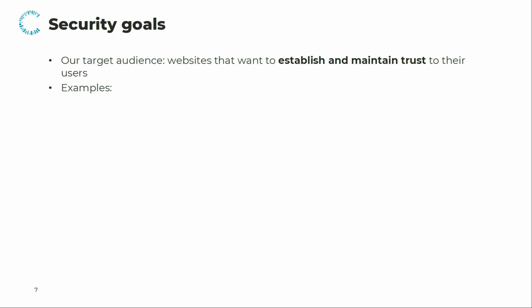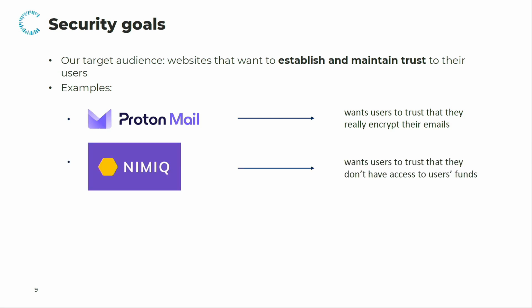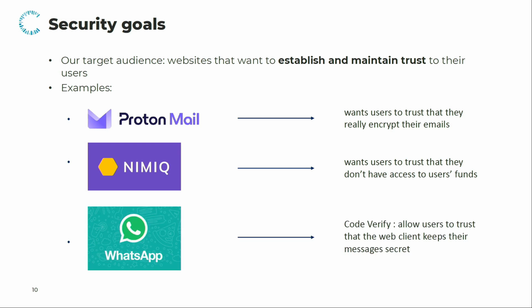However, for some websites, establishing and maintaining the trust between developers and the users is part of the business model. For example, ProtonMail wants their users to trust that they really encrypt their emails. Nimiq, which we use in our case studies, provides a web-based payment platform using Nimiq's cryptocurrency, and they want users to trust that they don't have access to users' funds. And WhatsApp, one of the most used messengers, recently published a browser extension that allows users to trust that the web client keeps their messages always secret. The extension is called Code Verify. I will come back to it later.